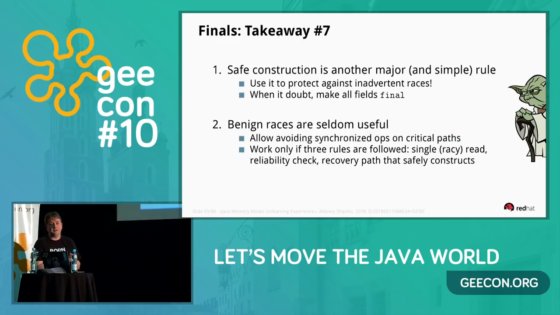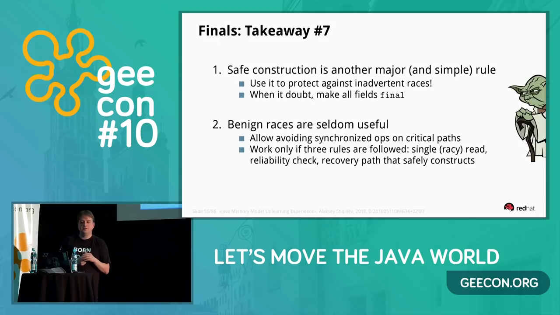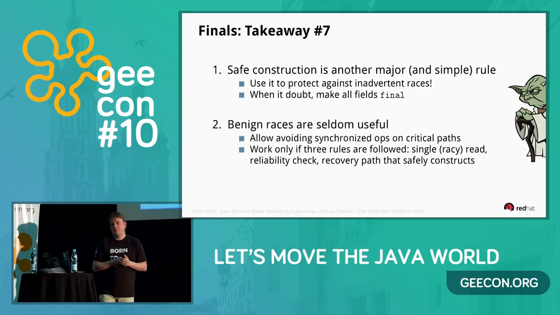So the takeaway from here is that safe construction is another major and somewhat simple rule. I'm not advocating using it to avoid synchronization, but it's an interesting defense in depth strategy. If you are not sure that your object would be properly published everywhere, it's a good idea to just do the safe construction thing to cover for those cases. Benign races are sometimes useful, unless you screw up one of those three rules there.